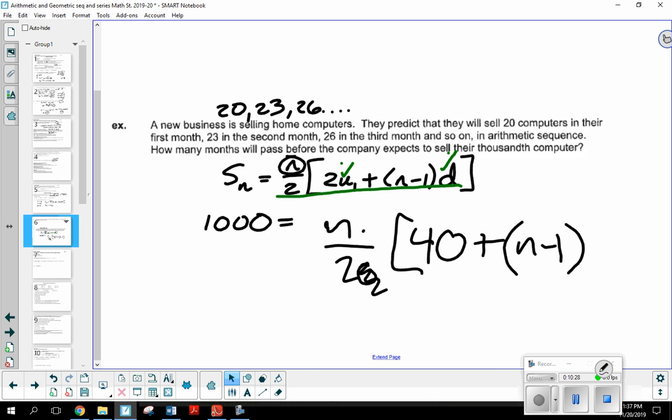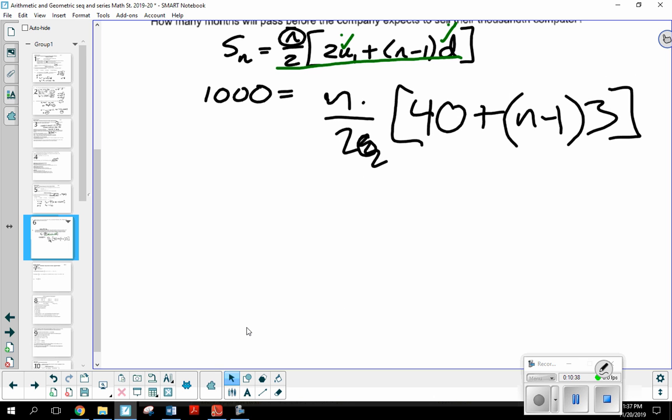Times what? What was the common difference? 3. 3 additional computers every month. Okay, and now let's go ahead and start to simplify this. What can I do within the brackets? Multiply these. Okay, you can multiply through. Or would that not work because it's a variable?